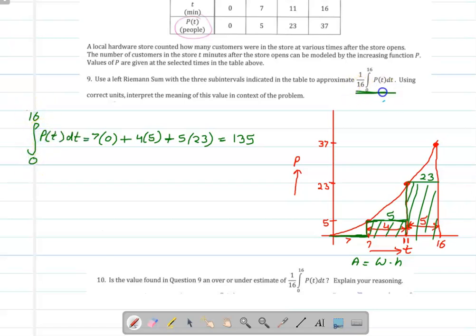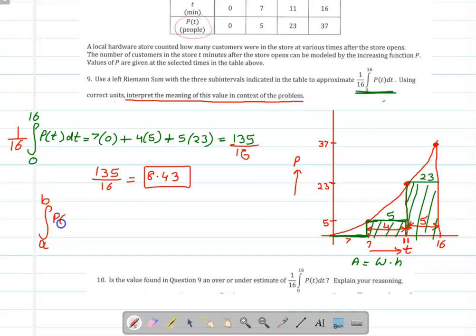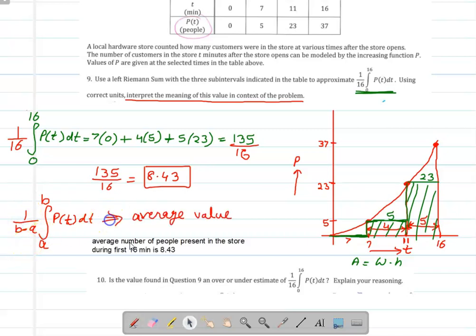But we need to find the value of this expression. We need to divide it by 16. So divide 135 by 16, and we get 8.43. This is the approximation of this integral. Next, we need to interpret the meaning of this value. Whenever a definite integral is divided by the width of that interval, this gives the average value. So we have got that the average number of people present in the store during the first 16 minutes is 8.43.